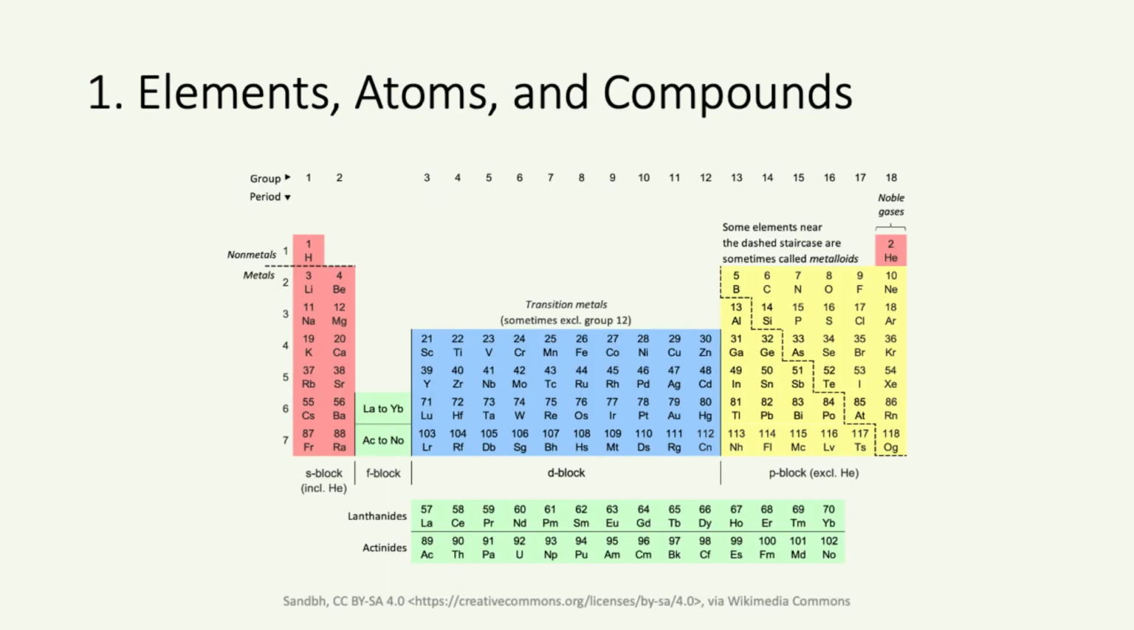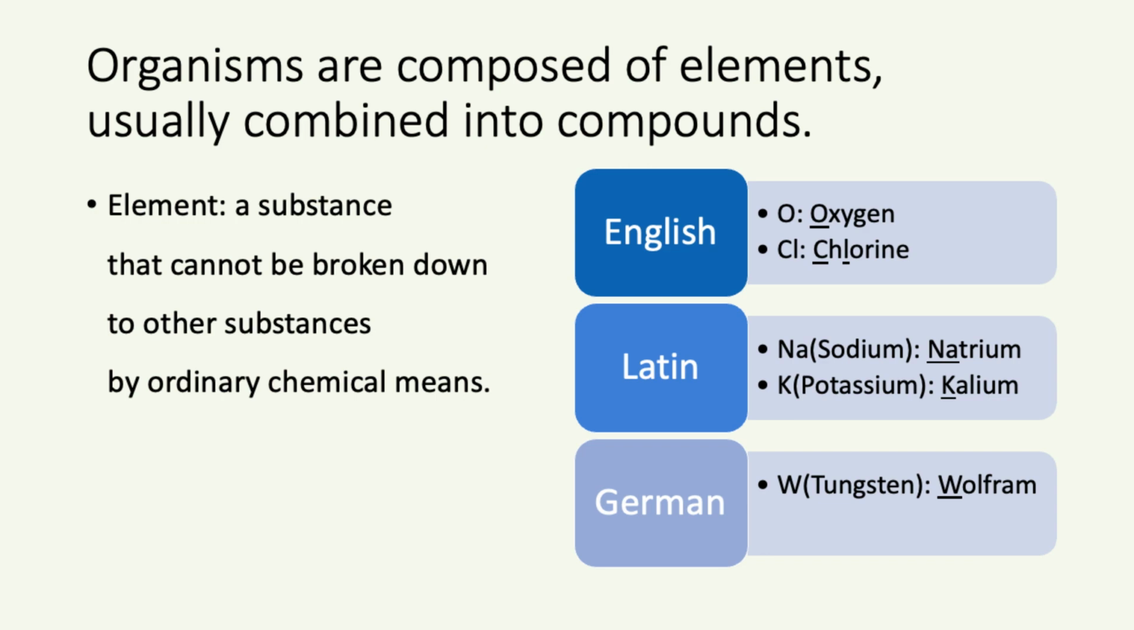Let's begin with the elemental components of life. Organisms are composed of elements, usually combined into compounds. An element is a substance that cannot be broken down to other substances by ordinary chemical means. Each element has a symbol made up of the first letter or two of its English, Latin, or German name. For example, the symbol O comes from the English word oxygen. The symbol for sodium, Na, is from the Latin word natrium.